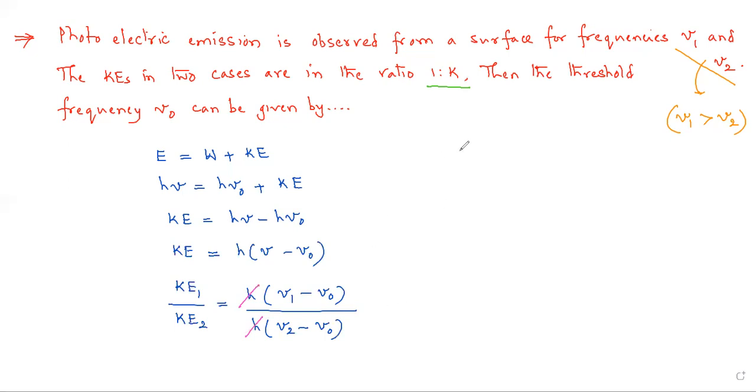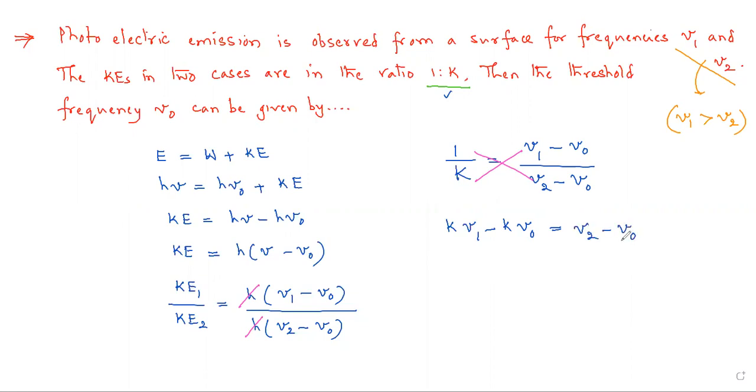See, KE1 is to KE2 can of course be written as 1 by k. Isn't it? It is clearly mentioned here. In the first case it is 1. In the second case, it is 2. Come on. What is nu1? Yeah, you can just take it nu1 only. Then, of course, nu1 minus nu naught by nu2 minus nu naught as usual. Come on, let us cross multiply the things. Yes, it can be written as k of nu1 minus nu naught, nothing but k nu1 minus k nu naught, isn't it? Because this k multiplies for both. Then take nu naught minus nu2 minus nu naught.